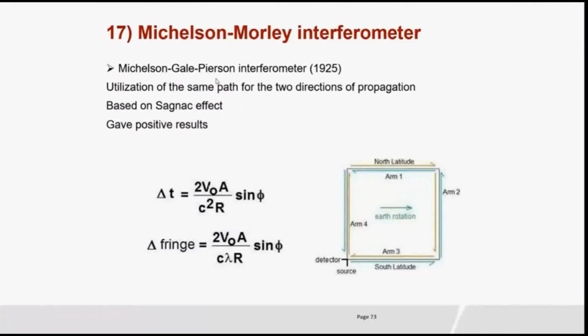In the Michelson-Gale and Pearson interferometer, one thing that is interesting is that they are using the same path. So there is no bias about the reflector that they had with the previous interferometer. And also the effect is a first order effect. The effect is larger, so it's easier to measure experimentally.